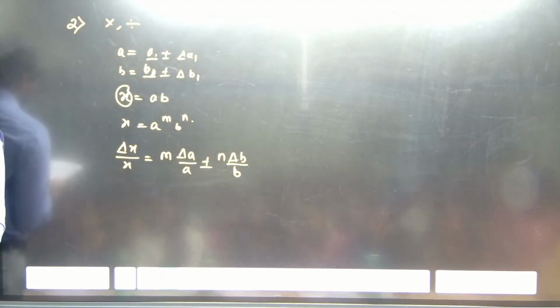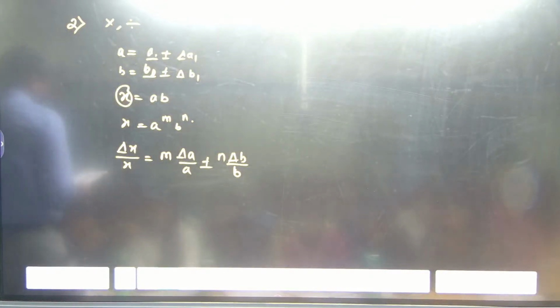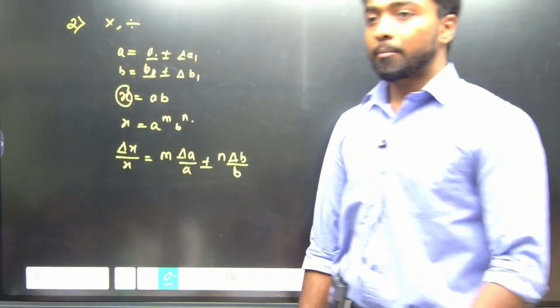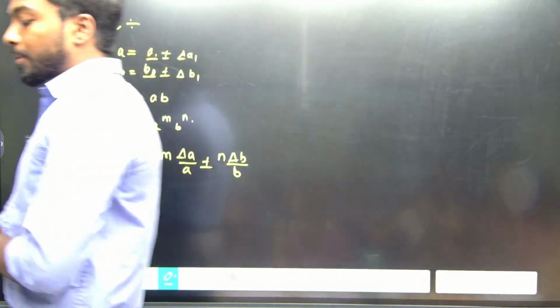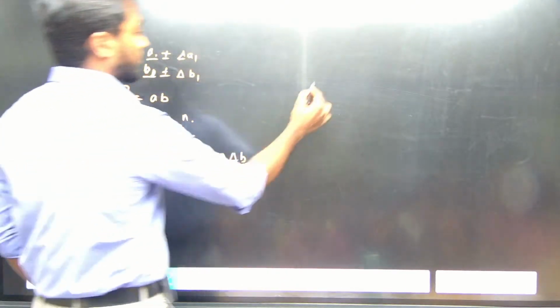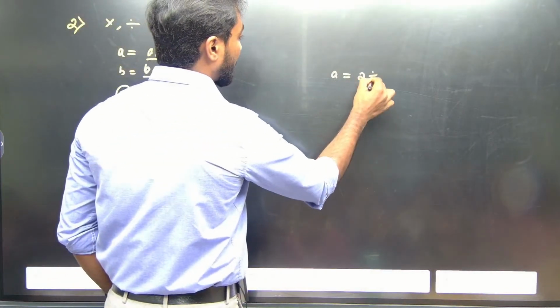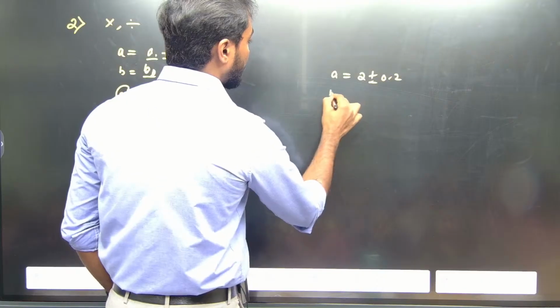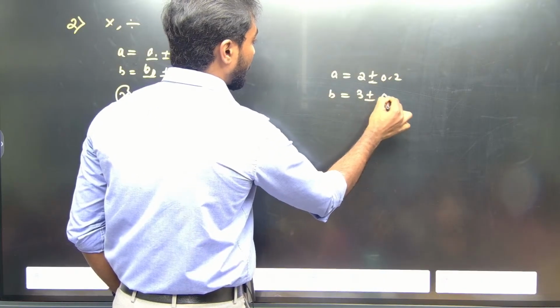A is equal to 2 plus or minus 0.2, and b is equal to 3 plus or minus 0.3. Okay, so what is the question? A is equal to 2 plus or minus 0.2, b is equal to 3 plus or minus 0.3.